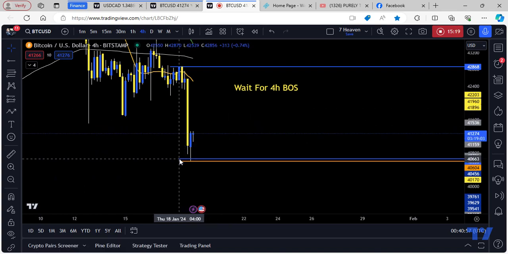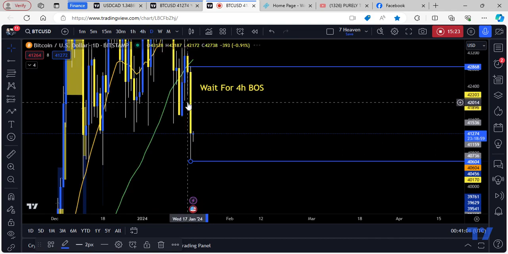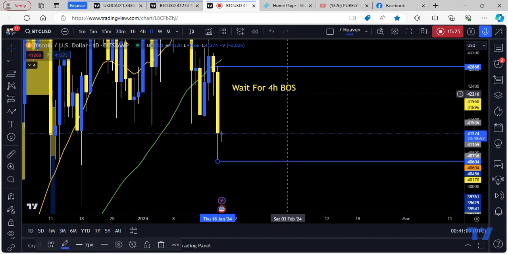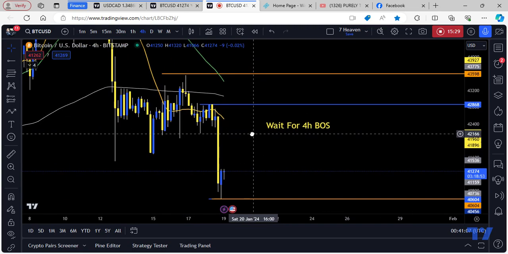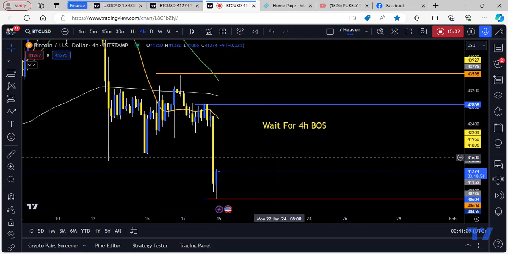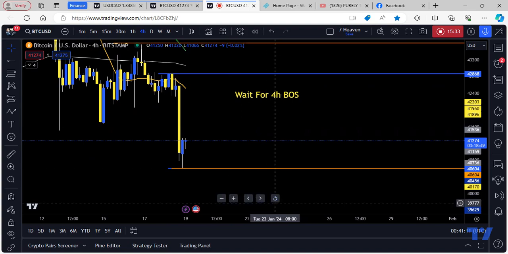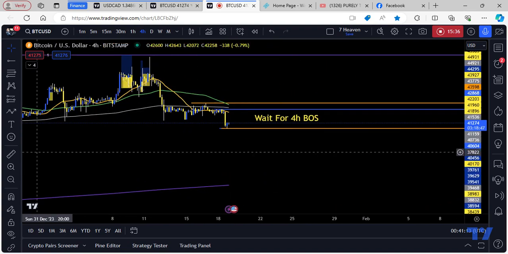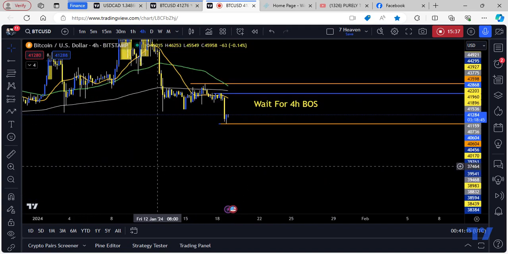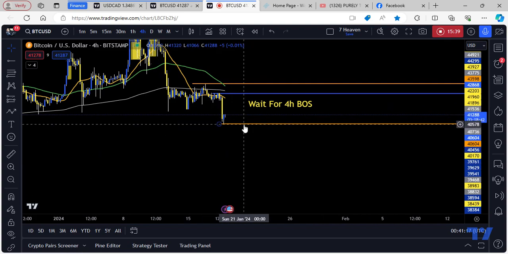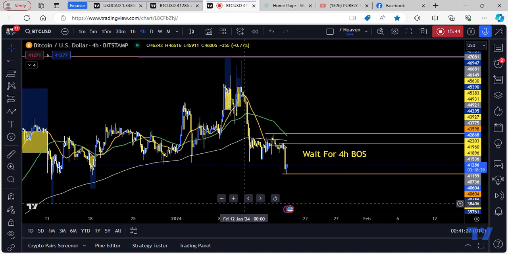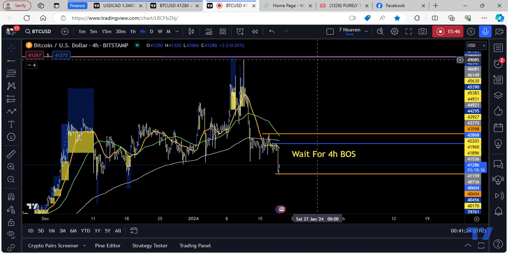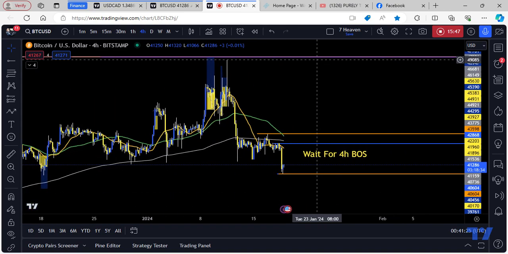All right, so we got the daily. Daily structure is up there. 4-hour structure is right there. Waiting for this 4-hour break of structure on Bitcoin, basically. And until then, it's just going to keep crashing down a little bit. And I'm telling you, these are times to buy. These are times to buy. 100%.